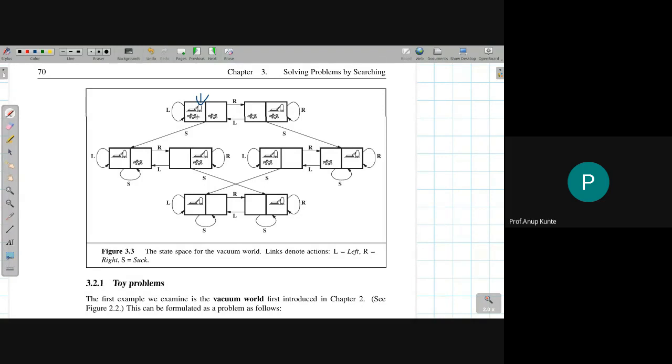दूसरा एक्शन वो कर सकता है कि सक करो डस्ट को, तो ये रूम क्लीन हो जाएगा. तो स्टेट क्या चेंज होगा? मेरा वैक्यूम क्लीनर वही रहेगा, दूसरे रूम का डस्ट वैसे ही रहेगा, इस रूम का डस्ट निकल जाएगा, and I will be in this state. Now if I move to right, I will come to this state. And now what we have generated over here, this graph that we are looking at, is a state space graph.